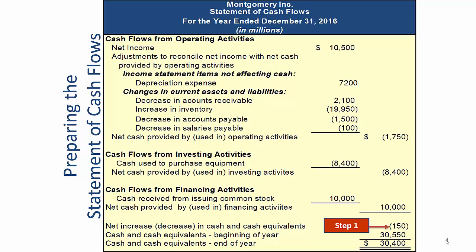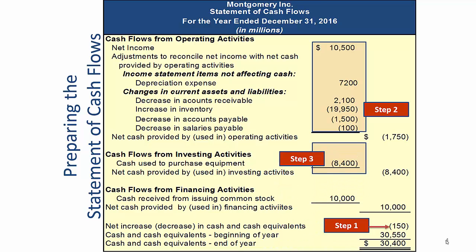For now, you should know that preparing a statement of cash flows involves 5 steps. First, we compute the net increase or decrease in cash during the period. Second, we compute and report net cash provided or used by operating activities. Third, we compute and report net cash provided or used by investing activities. Fourth, we compute and report net cash provided by or used by financing activities.